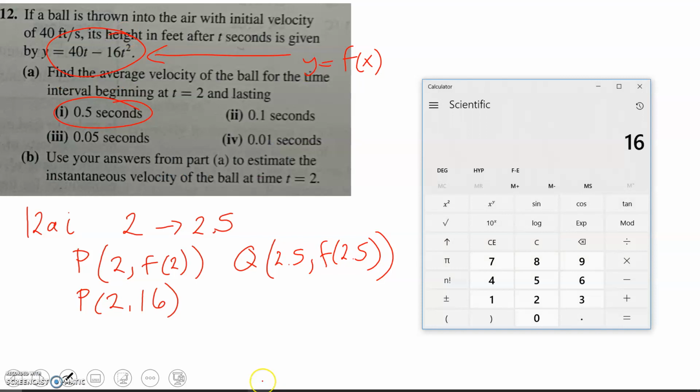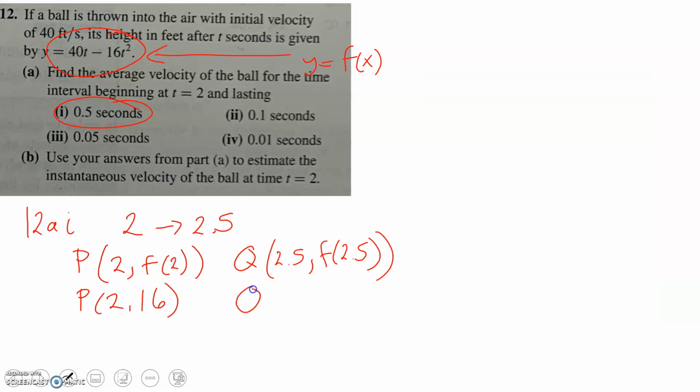Now similarly, we can calculate for 2.5. 40 times 2.5 minus 16 times 2.5 squared, which is just 2.5 times 2.5, and that is 0. So our point Q is at 2.5 and 0.